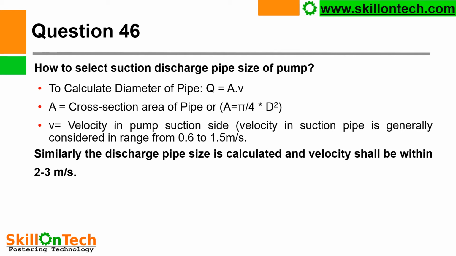So we can calculate the suction pipe diameter with this calculation, keeping the velocities of fluid in the suction pipe within this range. Similarly, the discharge pipe size is calculated and velocity shall be within 2 to 3 meter per second.